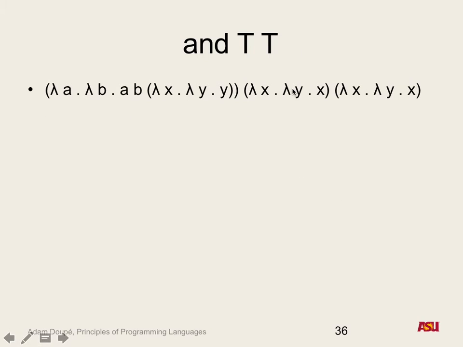We know that this application happens first, this beta reduction. Because of the left associativity of our disambiguation rules, first we are going to replace all the a's in this body with lambda x dot lambda y dot x. Everyone agree?